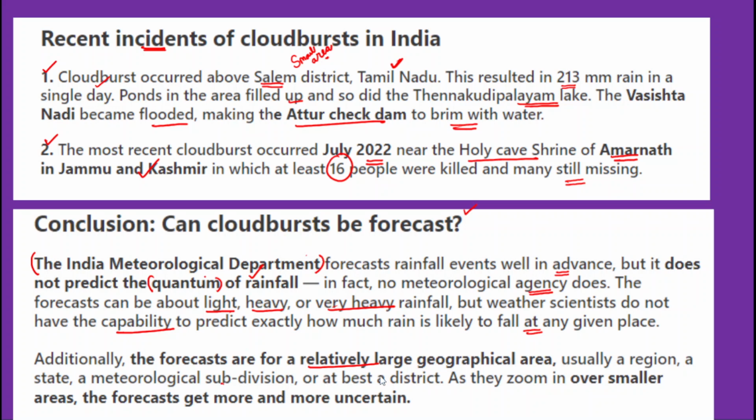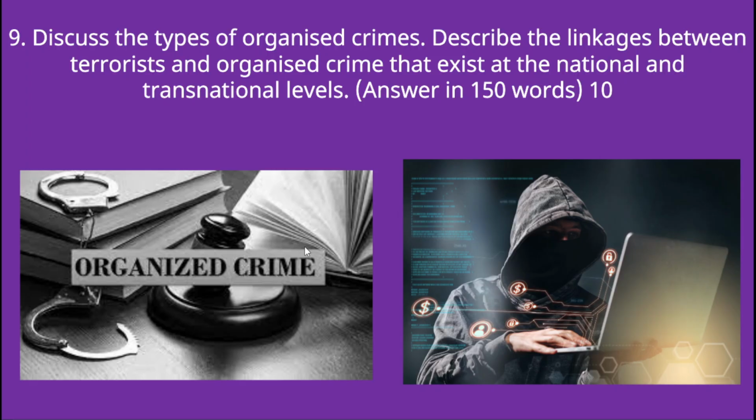However, as they zoom in over small areas, the forecasts get more and more uncertain. When we zoom in for finding out these cloud bursts, the forecasts will become more and more uncertain. Therefore, adequate preparedness in areas like the Himalayas and other vulnerable areas is needed for the mitigation efforts. Undertaking the mitigation efforts is also necessary, and awareness among the people should also be increased in this regard. Okay, so this is all about the cloud burst.